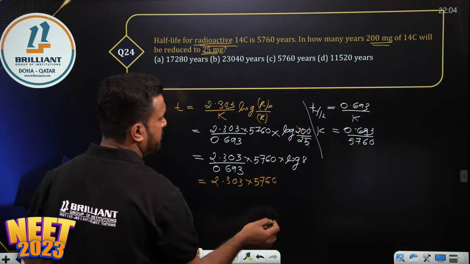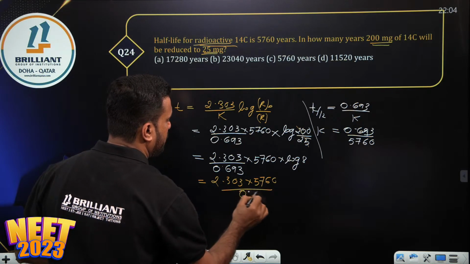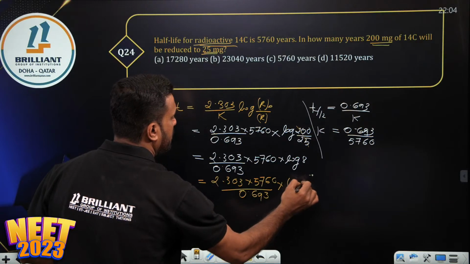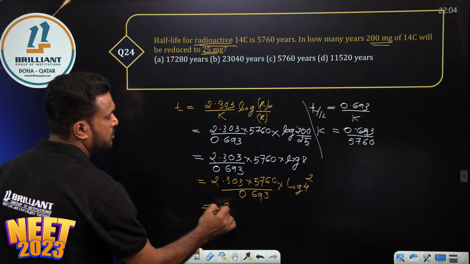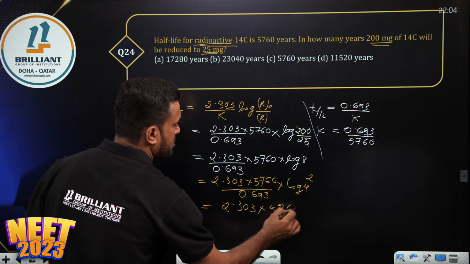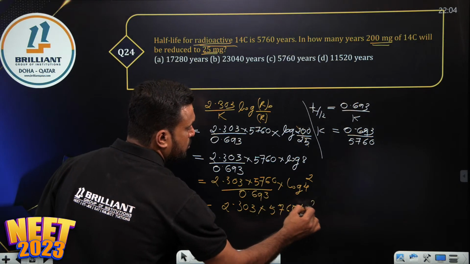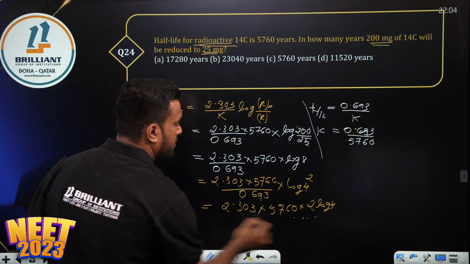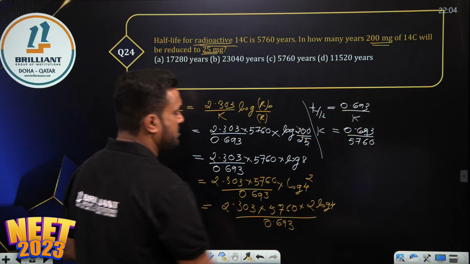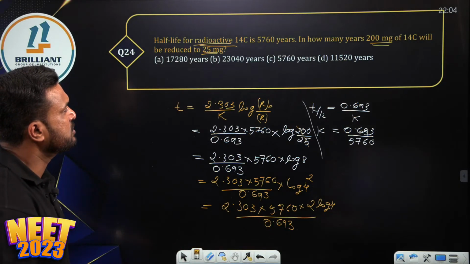So it is 2.303 into 5760 divided by 0.693 into log 8, which can be written as log 4 squared. So 2 log 4 will come. So 2.303 into 5760 into 2 log 4 divided by 0.693. Log 4 is 0.6021. Now you can solve the value.